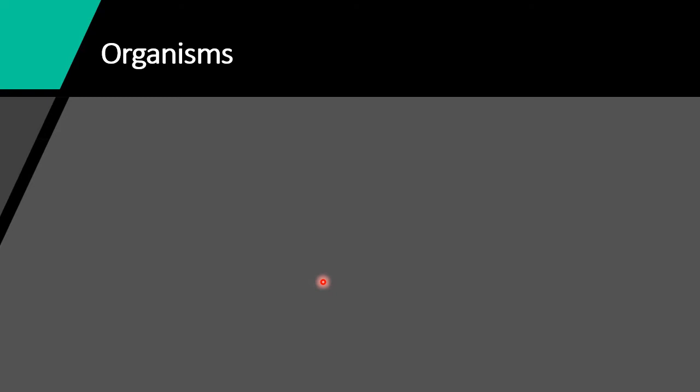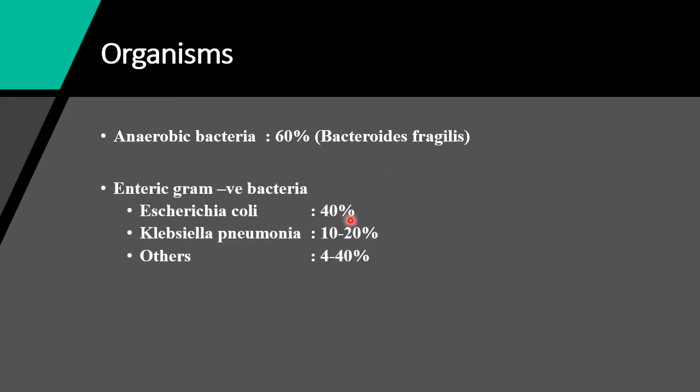What are the organisms that cause this liver abscess? First, anaerobic bacteria, which account for 60% of the pyogenic abscesses. The most common is the Bacteroides species. Secondly, the enteric gram-negative bacteria from the gut, of which E. coli, or Escherichia coli, accounts for 40% of the cases. Klebsiella pneumoniae, 10 to 20%, and others 4 to 40%.